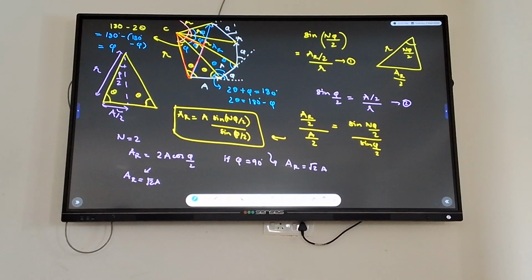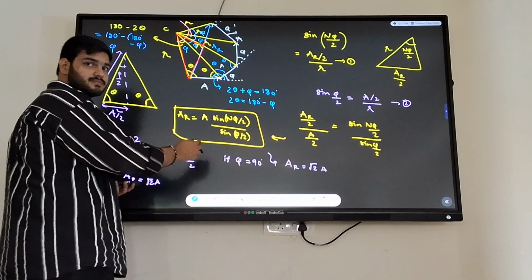Fourth one needs a diagram. Okay. Written up in here?